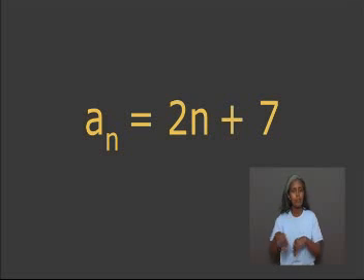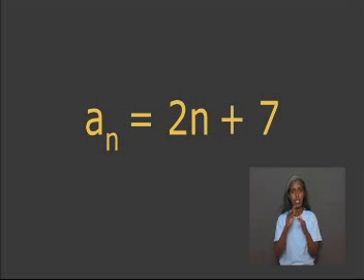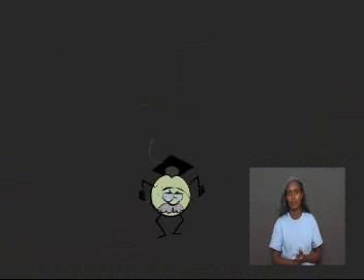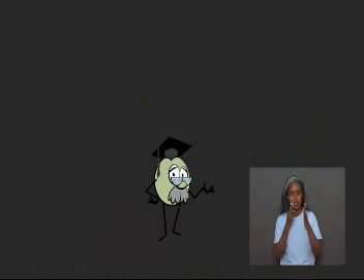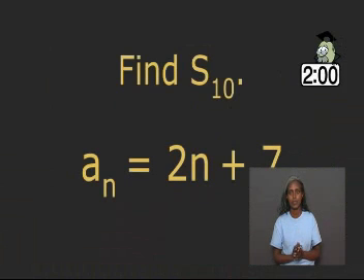It is time for our first activity, students. Given the general term an equals 2n plus 7, find S10. I will see you in a few moments. Students, let's get ready. Begin.